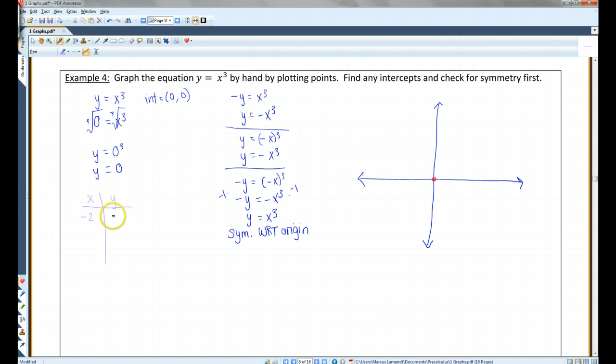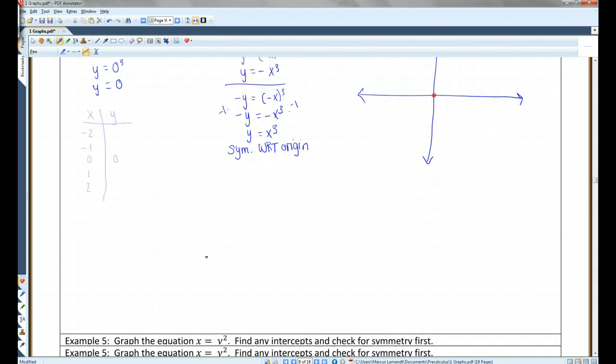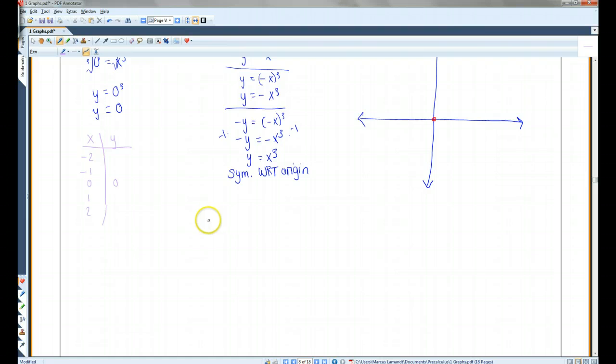Let's plot -2, -1, 0, 1, and 2. 0 we already know is 0. If you plug in -2, let's see here. How much more space do I have? -2 cubed is -8. -1 cubed is -1. 1 cubed is 1. 2 cubed is 8. Okay, so let's go ahead and plot these.